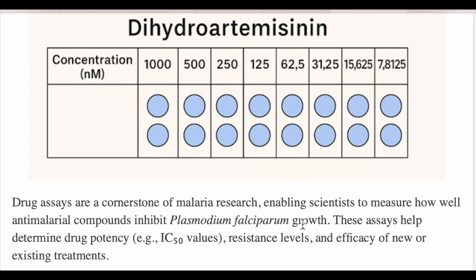Drug assays are a cornerstone of malaria research. They allow scientists to measure how well antimalarial compounds inhibit Plasmodium falciparum growth. These assays help determine drug potency. So, for example, you can look at the inhibitory concentration 50 values, or IC₅₀. It also allows you to look at resistance levels and efficacy of new or existing treatments.